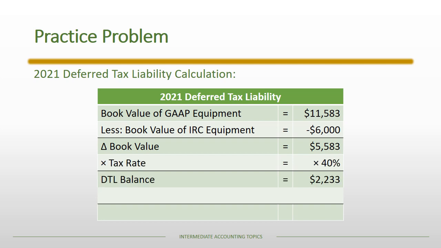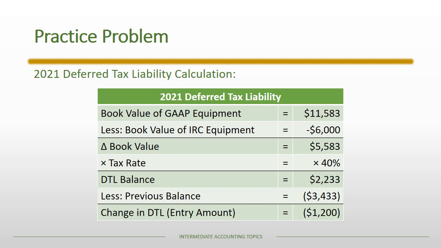We apply the tax rate to that future taxable amount of income in order to get the deferred tax liability balance, which in this case is $2,233. We compare that to the previous balance of $3,433, and we can see that the balance in the deferred tax liability was reduced by $1,200.